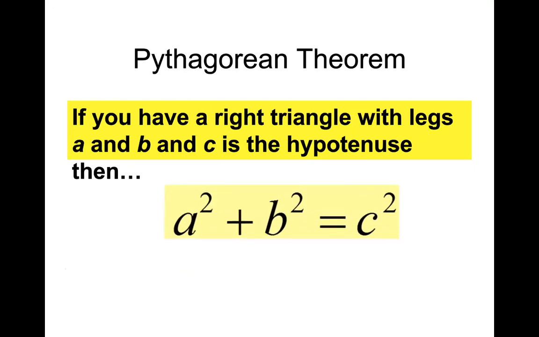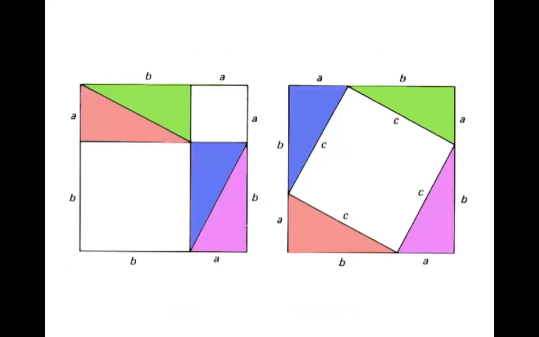That is the formula. Make sure that you have that written. So if you have a right triangle with the legs A and B, and C is the hypotenuse, then A squared plus B squared equals C squared.